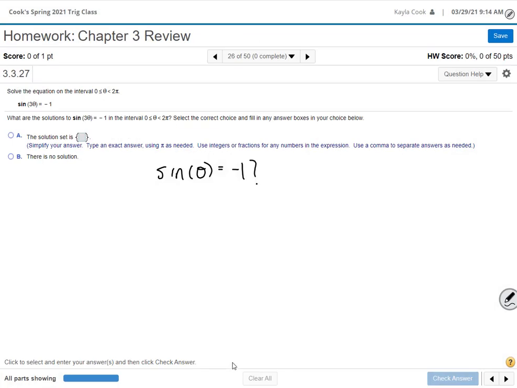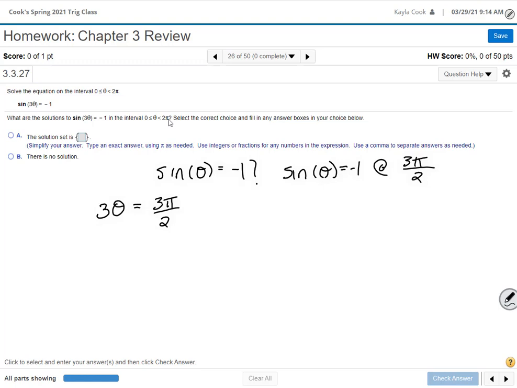I used radians because I have 0 to 2 pi here. So I'm going to take my clue from that: sine of theta equals -1 at 3 pi over 2. Now we can bring our argument back into it, because that means that 3 theta, my argument, must equal 3 pi over 2.